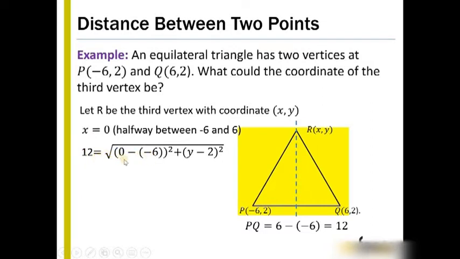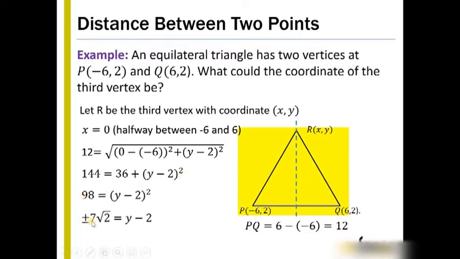Then we do x2 minus x1, so in this case that's x, which is 0, take away -6. And then we do y2 minus y1. In this case that's y, which we don't know the value of, take away 2. So 12 equals the square root of (0 take away -6) squared plus (y take away 2) squared. If we square both sides, we get 144 equals 36 plus (y minus 2) squared. So 98 equals (y minus 2) squared.